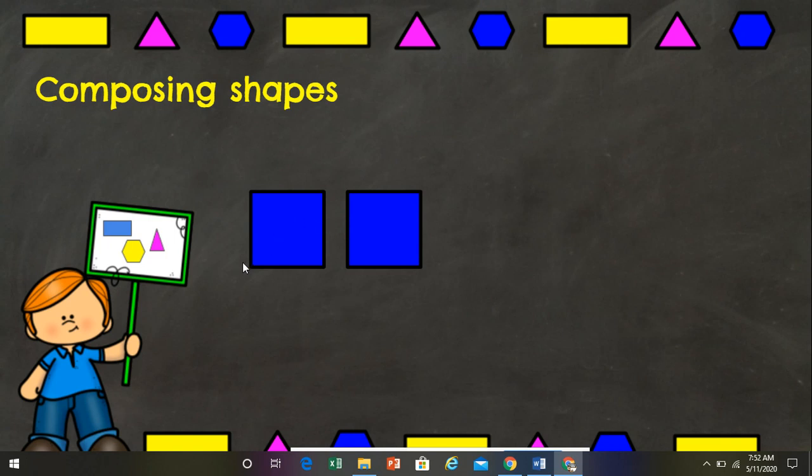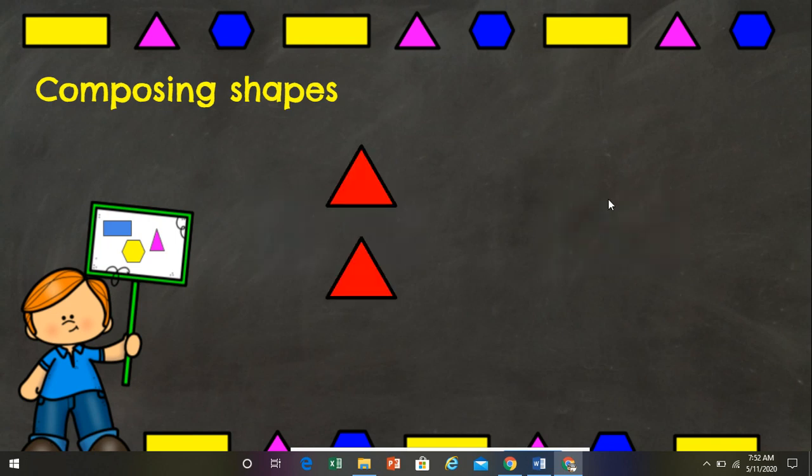Si ponemos estos dos cuadrados juntos, ¿qué figura tú crees que podemos sacar de estas dos figuras juntitas? So if you put them together, and if you thought about a rectangle, that's correct. If you put two squares together, you get a rectangle. Si unen dos cuadrados, van a tener un rectángulo. Let's check how we can compose another shape.